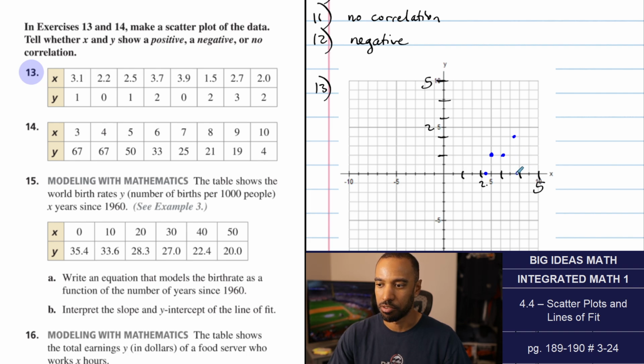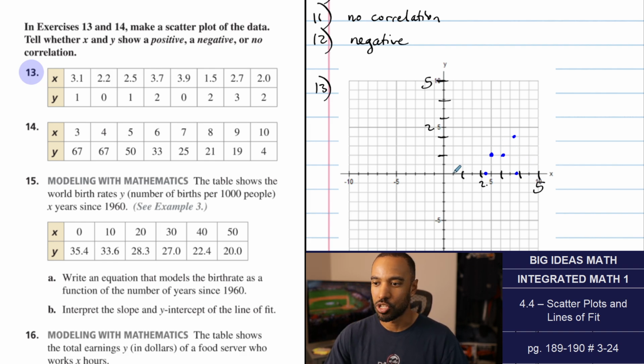So far, maybe a positive trend. Otherwise, there might be no trend here. I don't see a negative trend just yet. 1.5, 2. Okay, now I'm looking more at no trend, but we'll see. We'll see. 2.7, 3. 2.5, 2.